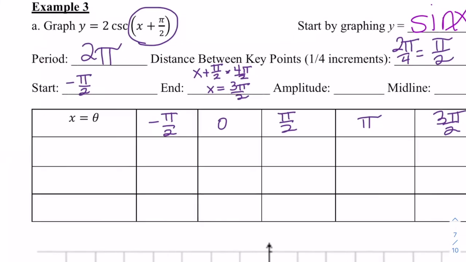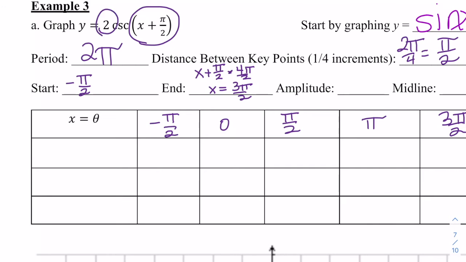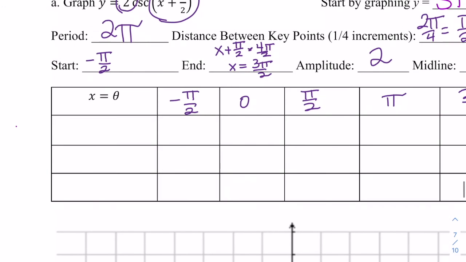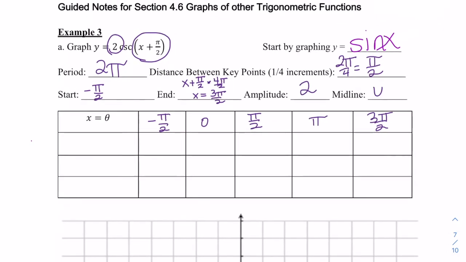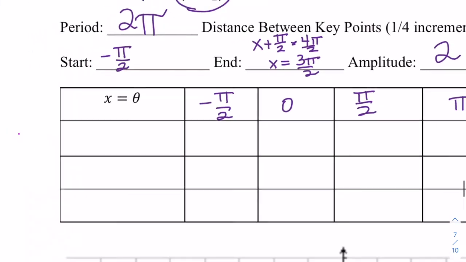Now let's look at the amplitude. The amplitude here is 2. So that means we're going to have to multiply that function by 2. There is no change in the midline. There's no vertical shift. All right, so let's go back to the sine function.